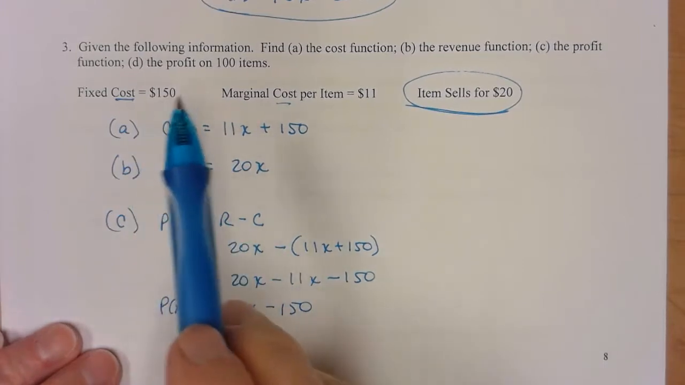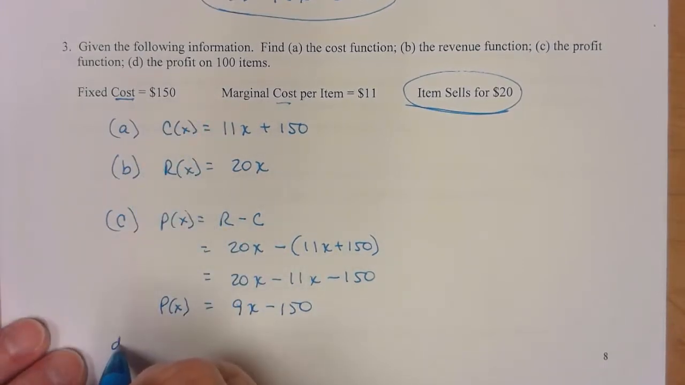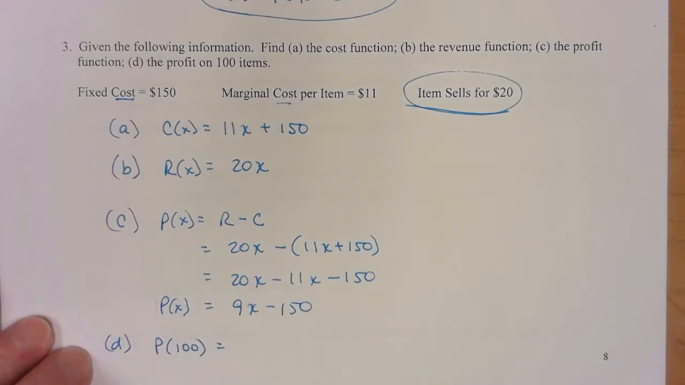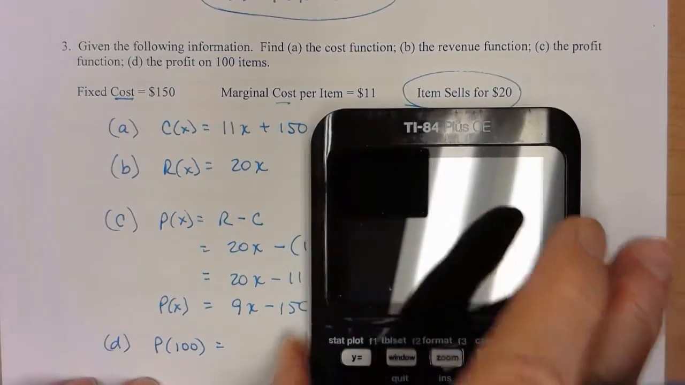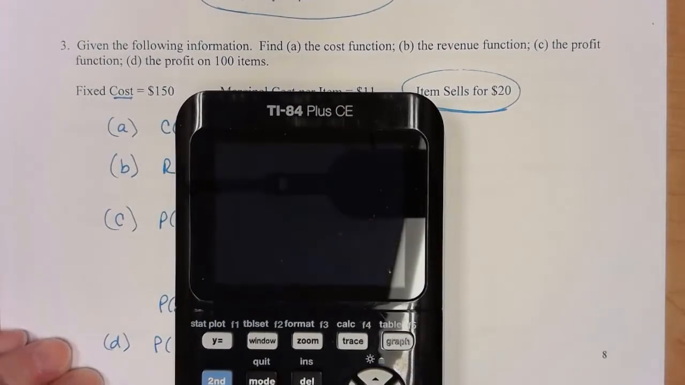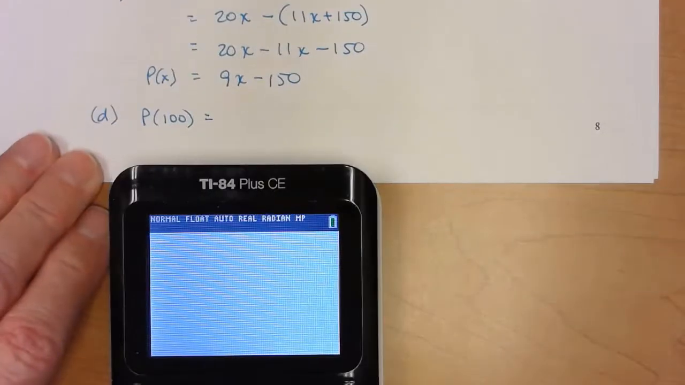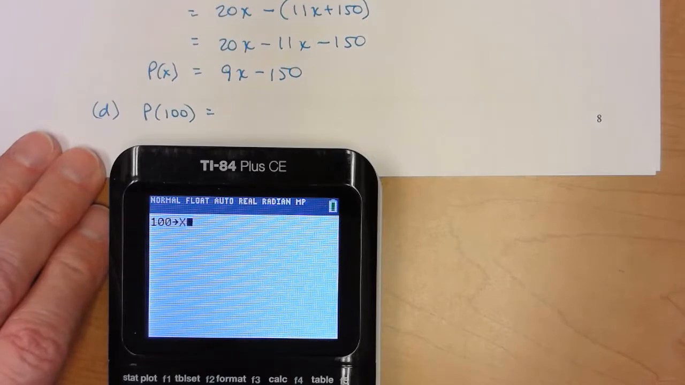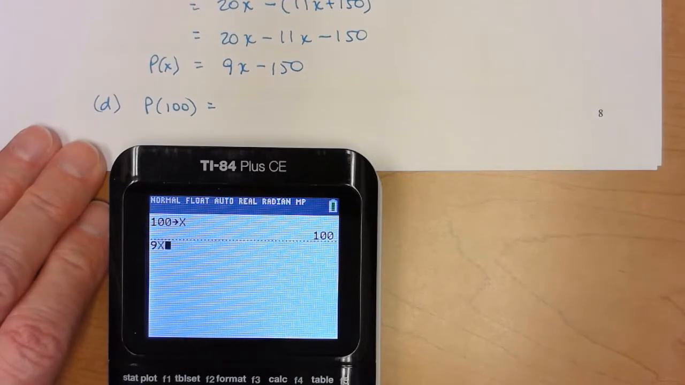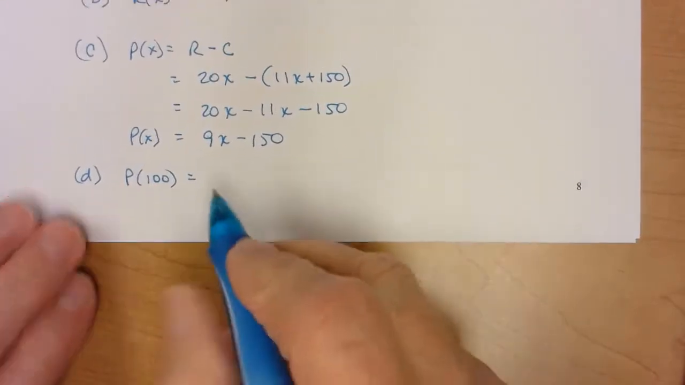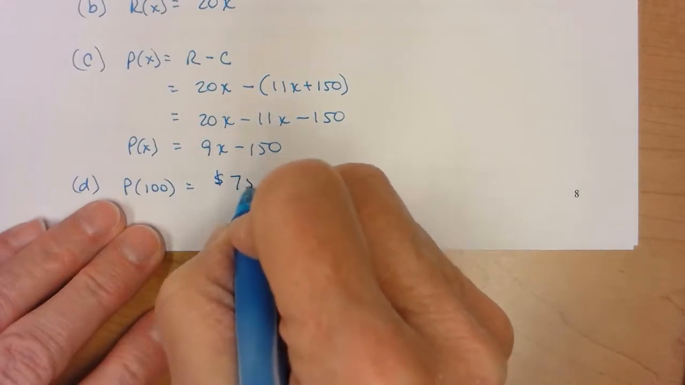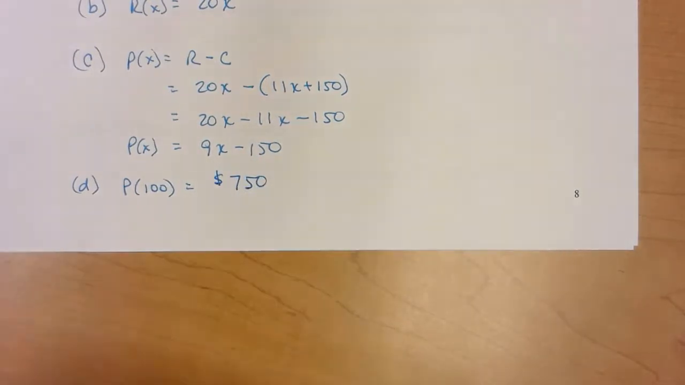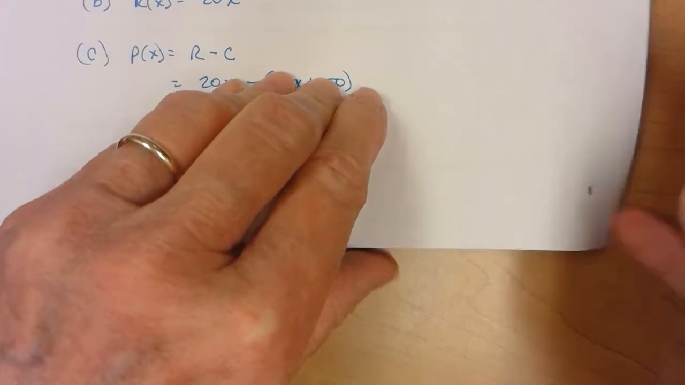So in the D part, they want us to find the profit on 100 items. So 100 would be my X. So let's see. I'm going to store that. Of course, I can't see both. So 100, storing for X, and type in my function. So profit for 100 items would be $750. So that's it for that page. I've got one more page to look at.